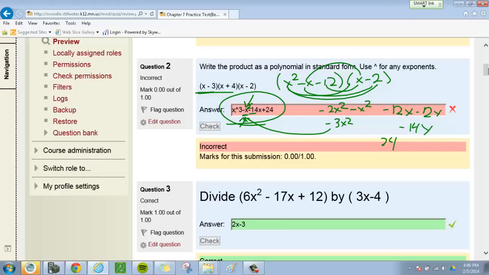So that is how you do all the problems that are going to be on this upcoming test. Use this wisely. Make sure you understand what you're doing here.